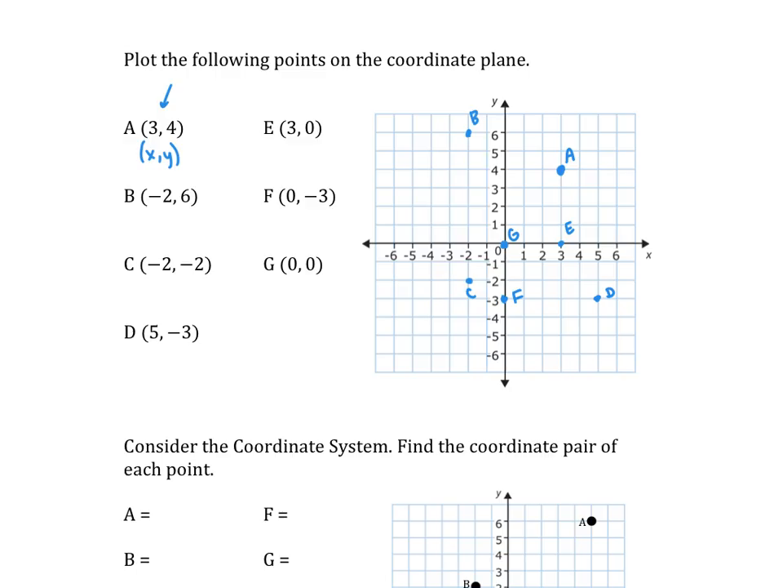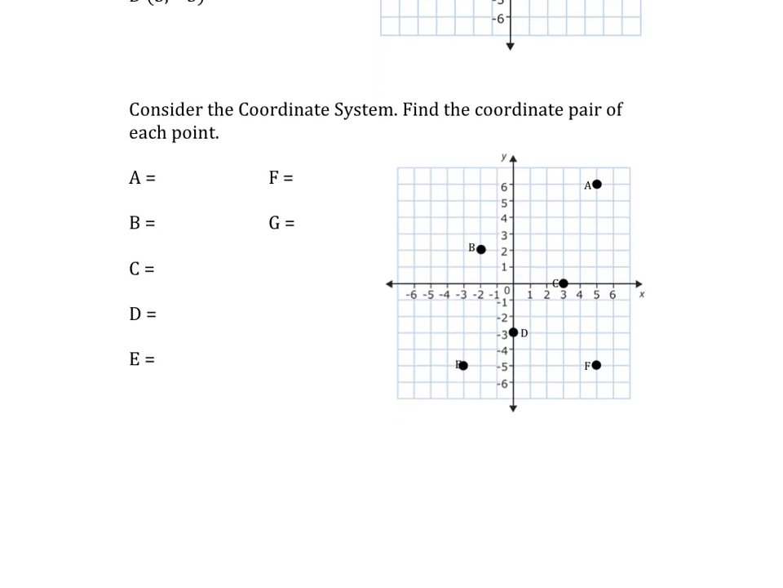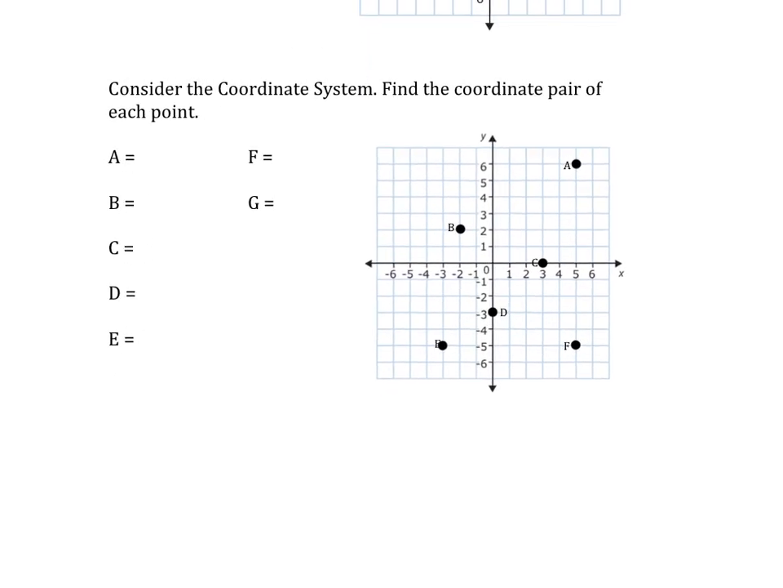All right. Now let's take a look below here, and let's consider the coordinate system at the right with certain ordered pairs, and then we'll find the coordinate pair of each point. So now we're just working backwards a little bit from what we just did with the above examples.